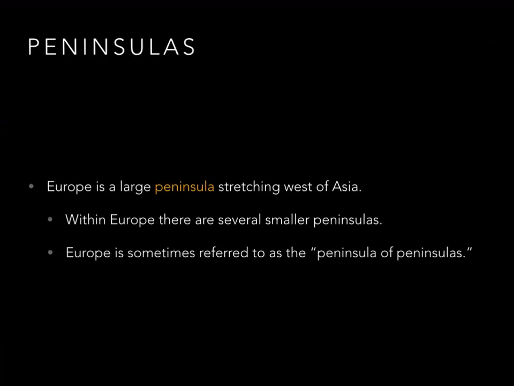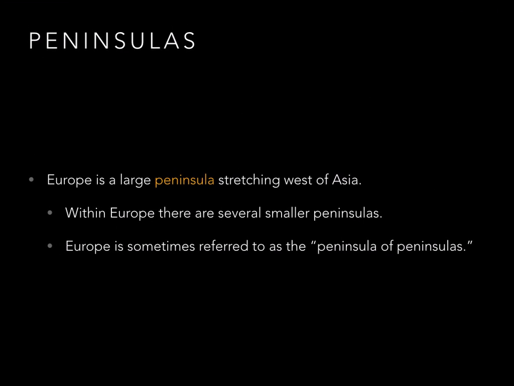Physical features. Peninsulas. Europe is a large peninsula stretching west of Asia. Within Europe, there are several smaller peninsulas. It's sometimes called the Peninsula of Peninsulas.